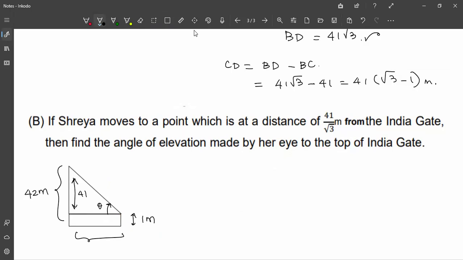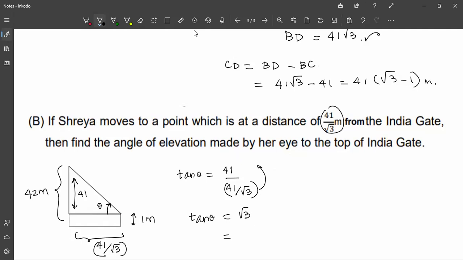Now she's at a distance of 41 divided by root 3 meters. If you apply tan theta, that would be the opposite side, which is 41, divided by 41 divided by root 3. So what happens to 41? They get cancelled. This root 3 moves to the top. So tan theta is equal to root 3. Now theta is equal to 60 degrees. The angle of elevation is equal to 60 degrees.